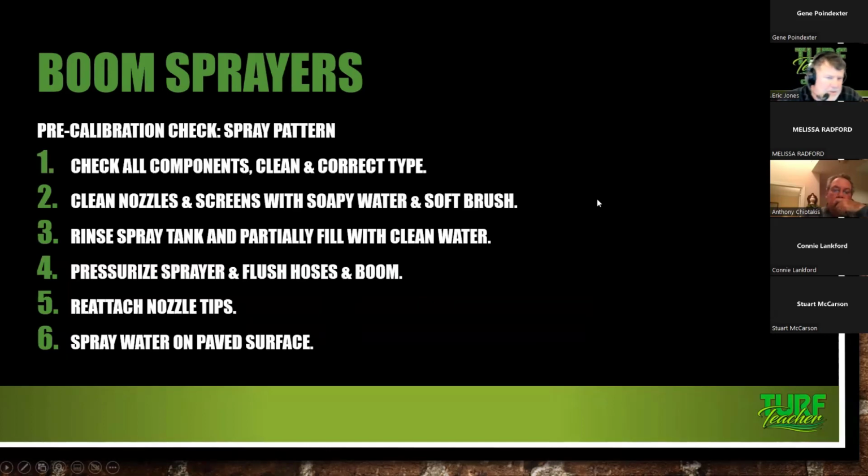So pre-calibration check with our spray pattern. We're going to check all components. We're going to clean them, make sure we have the correct type. We'll clean the nozzles and screens with a soapy water and soft brush, rinse the spray tank and partially fill with clean water, pressurize the sprayer, and flush our hoses and our boom. Reattach the nozzle tips and spray water on the paved surface.